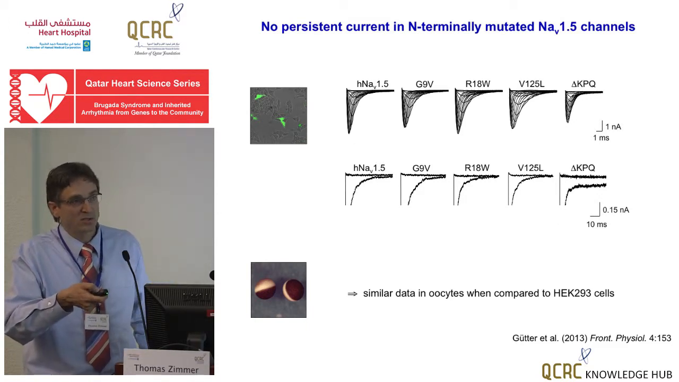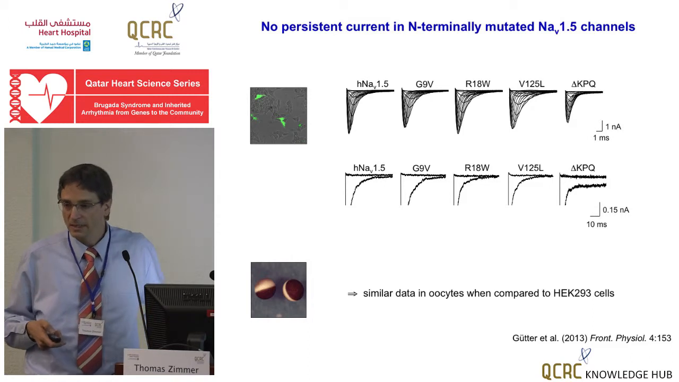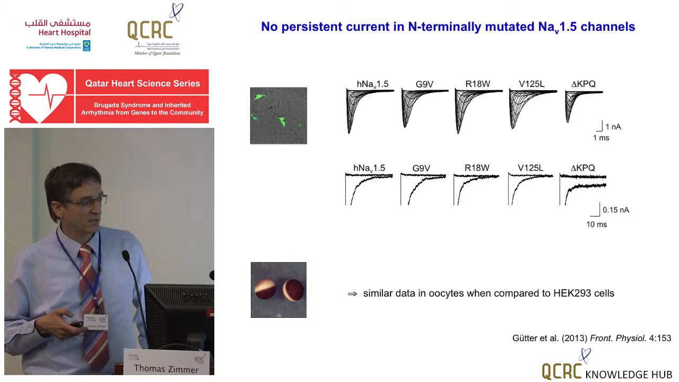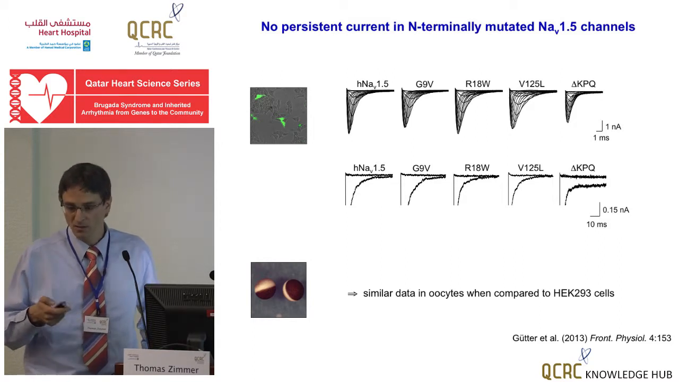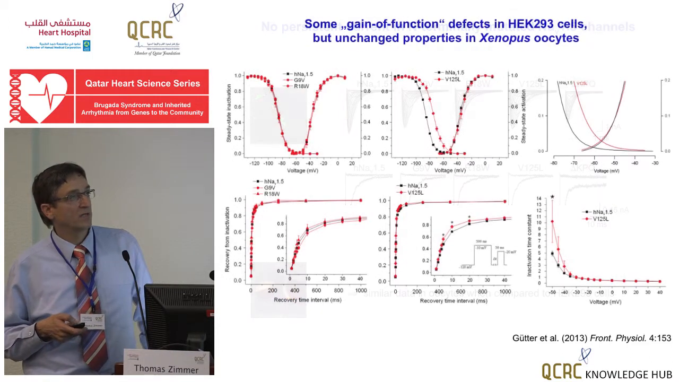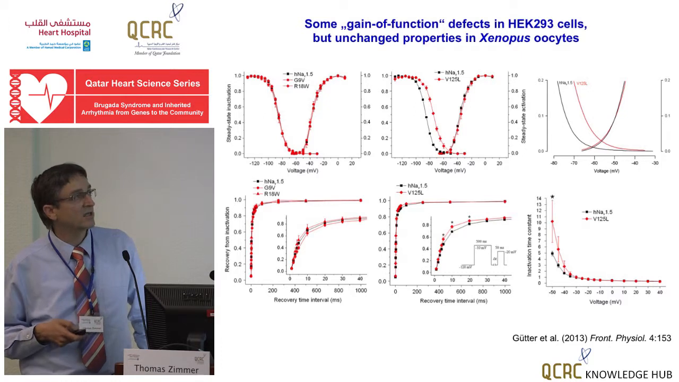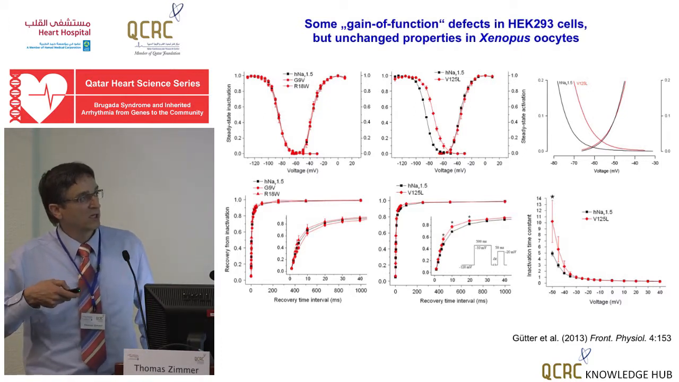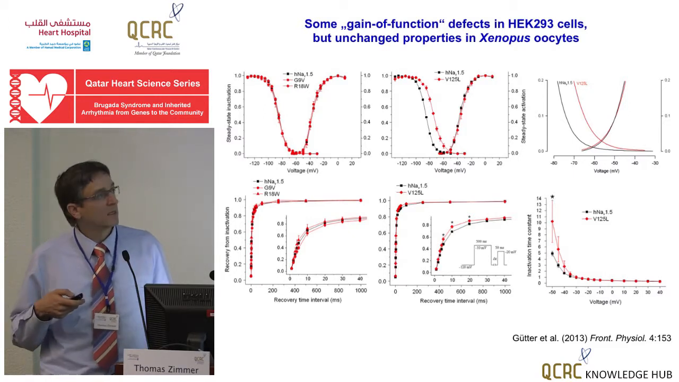Here you can see a large persistent current in the first QT3 mutant channel. And when we did the same experiment in oocytes, we got similar data, so there was no difference. When we analyzed the kinetics of those 3 mutant channels, we saw actually no change compared to the wild-type channel.